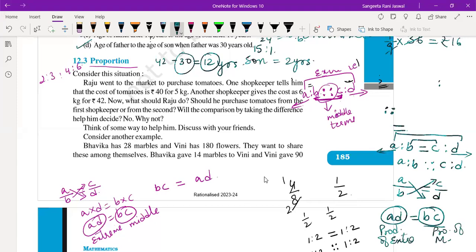Okay? Yes, Neha? Yes, ma'am. So this is nothing but just the general ratio which we have just cross multiplied.